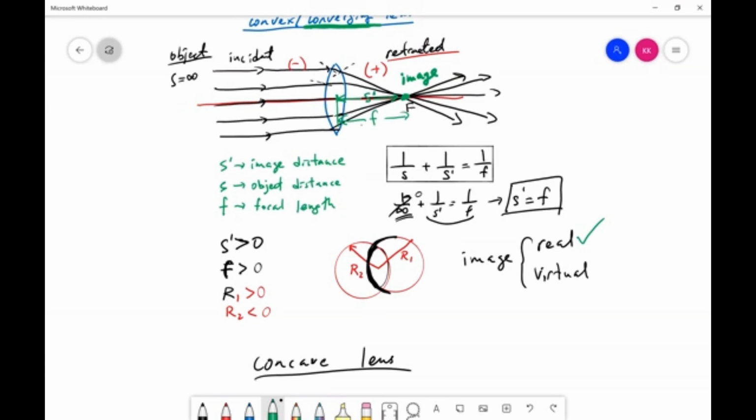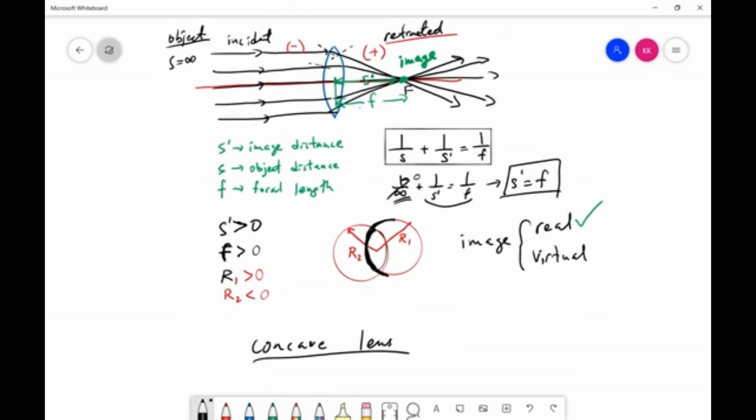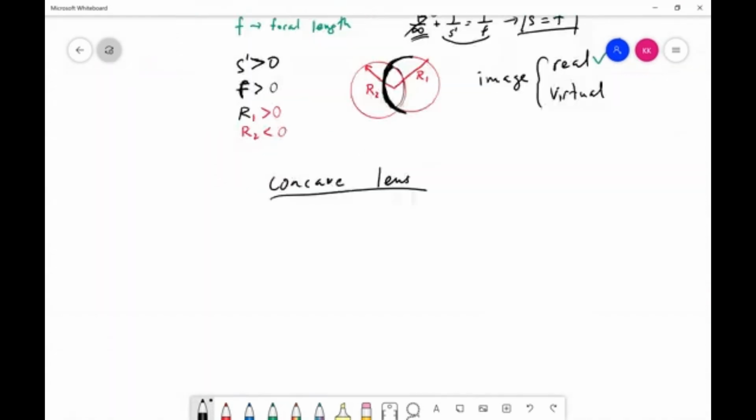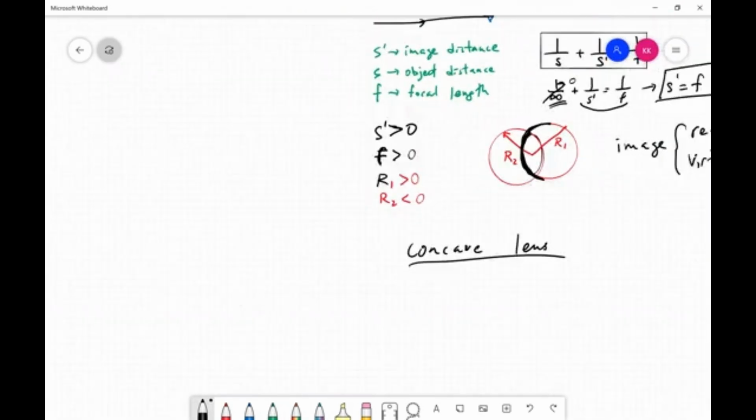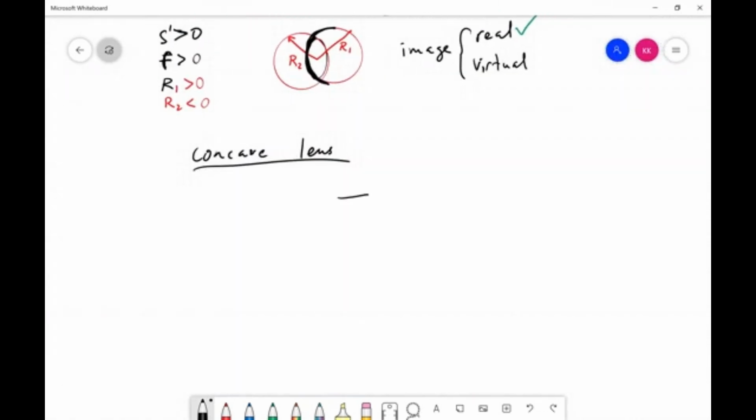Okay. Now, in terms of the concave lens, which is shaped like this. So it's shaped like this.